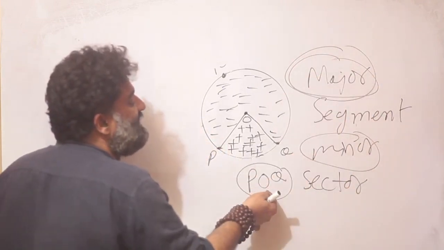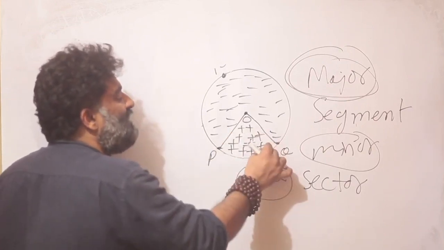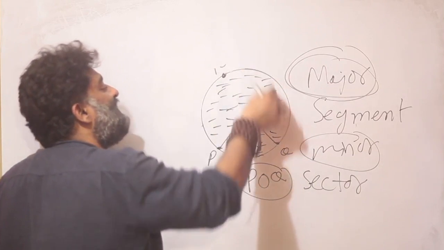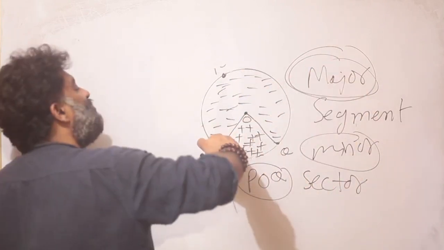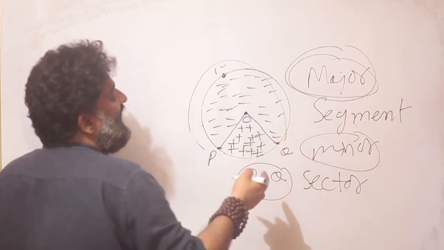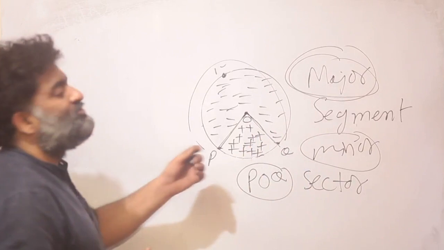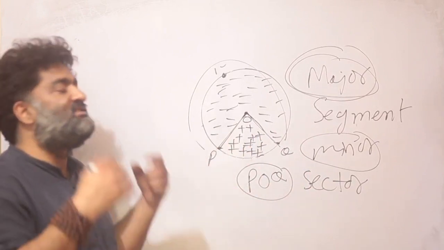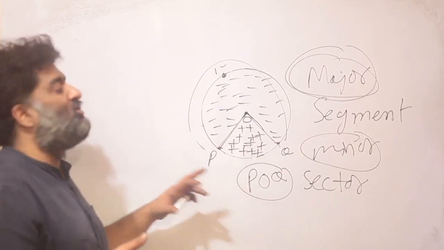Because if it only said POQ or a sector POQ, it could be talking about POQ like this or POQ like this big angle, right? So therefore, if it tells me it is a major sector, I will know we are talking about the big angle. And if it tells me it is a minor sector, we are talking about the small angle. Mostly we will not be using this definition. This is just to cover the basics. In case you see this in a question, you should know what we are talking about.